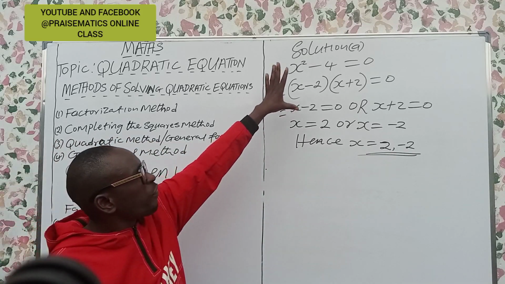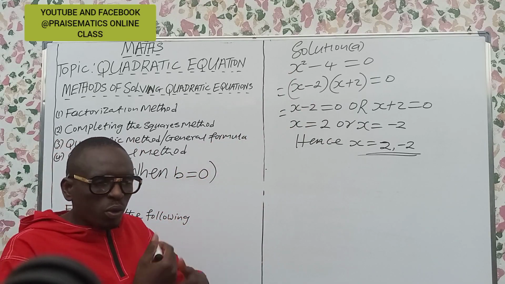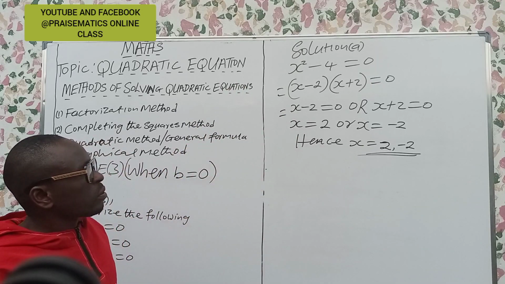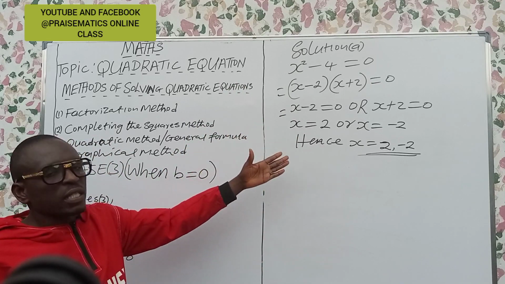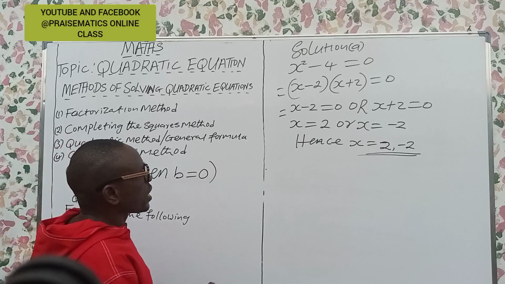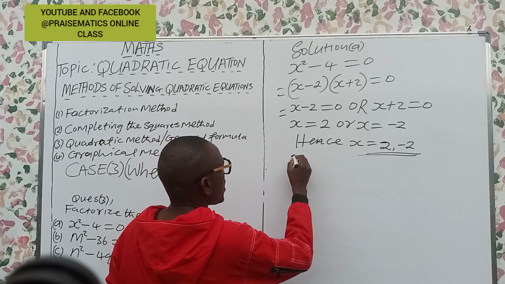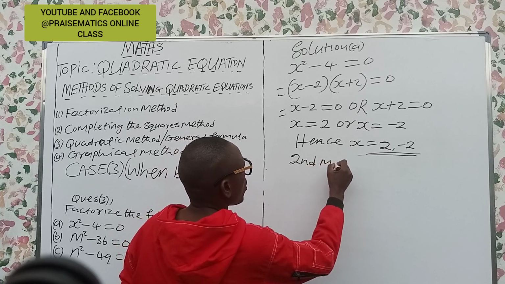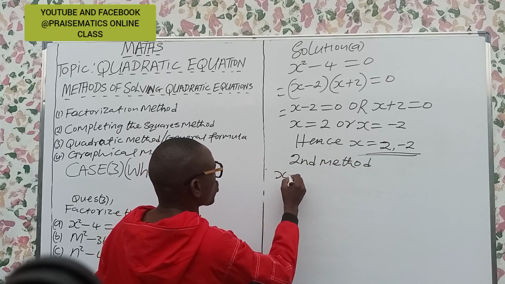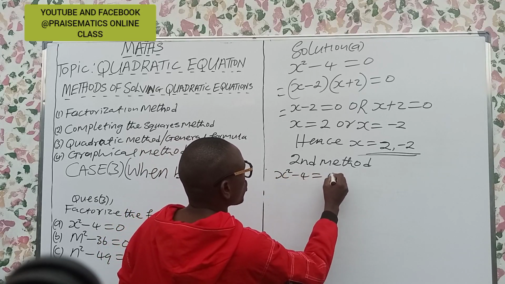But this is just the first method of solving it. I'll give you another method of resolving the same question. Are you following? I hope you understand it. Now let's try the second method of solving it. They gave us that x squared minus 4 is equal to 0.